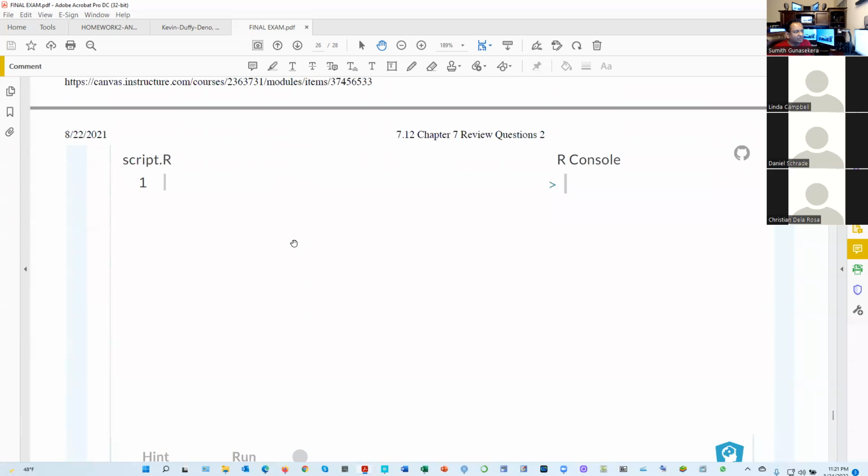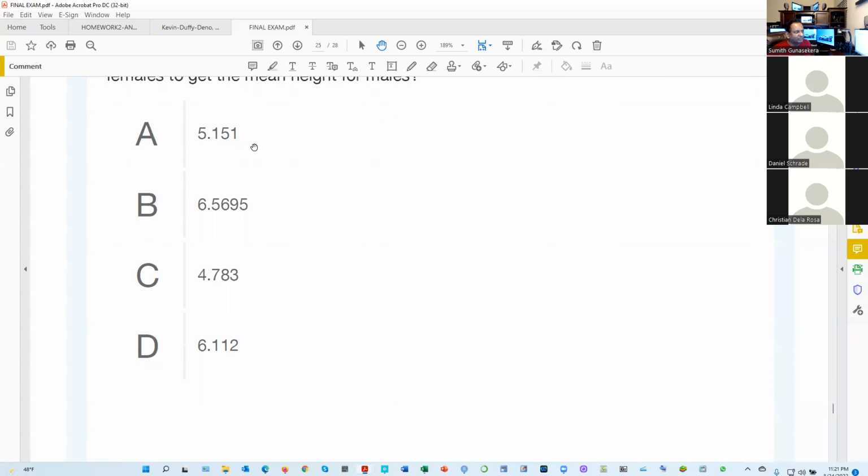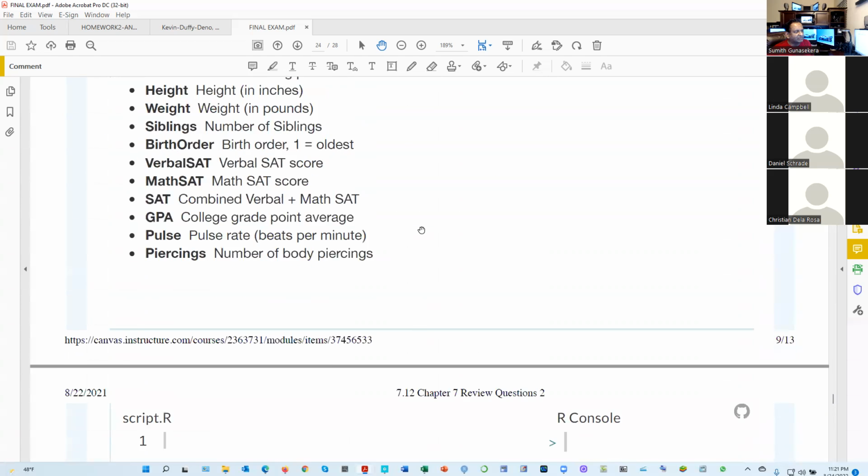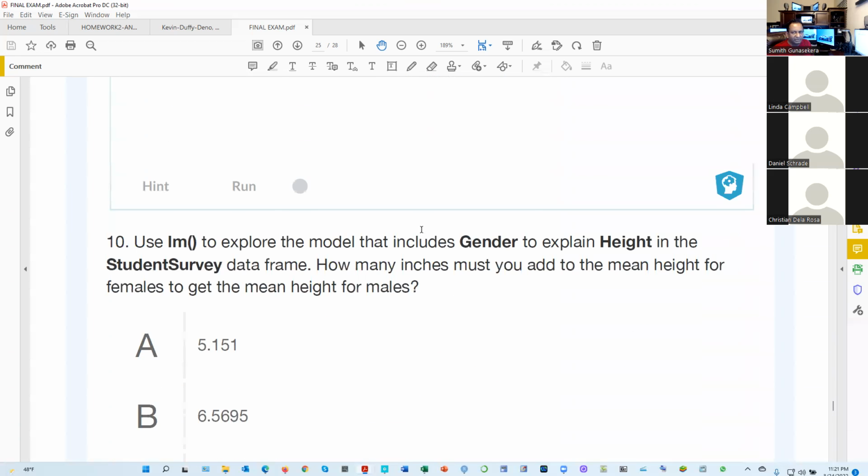So this is B0, okay? They say this is B0, 5.151. Mean height for the female, to get the mean height for, how many inches? I'm sorry, I want to read this one carefully. Number 10, if I go back to 10, explore the model input gender, explain the height in the student survey. How many inches must you add to the mean height for females to get the mean height for males? Okay, this is B1. I'm sorry, this is not B0, B1.